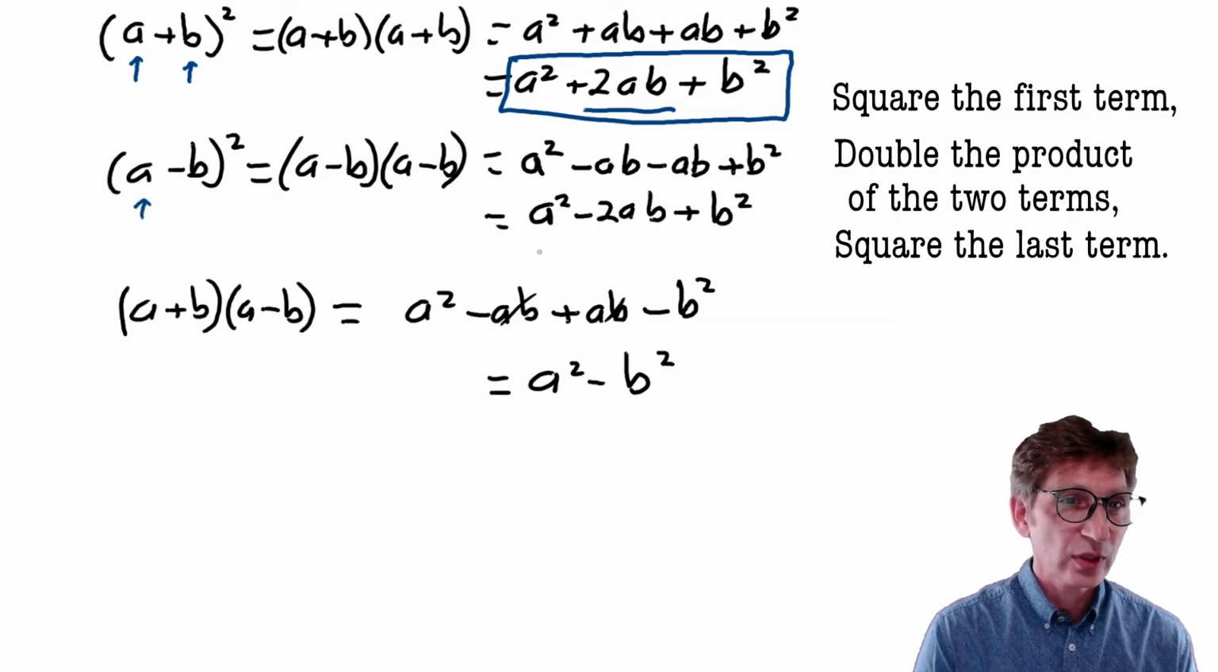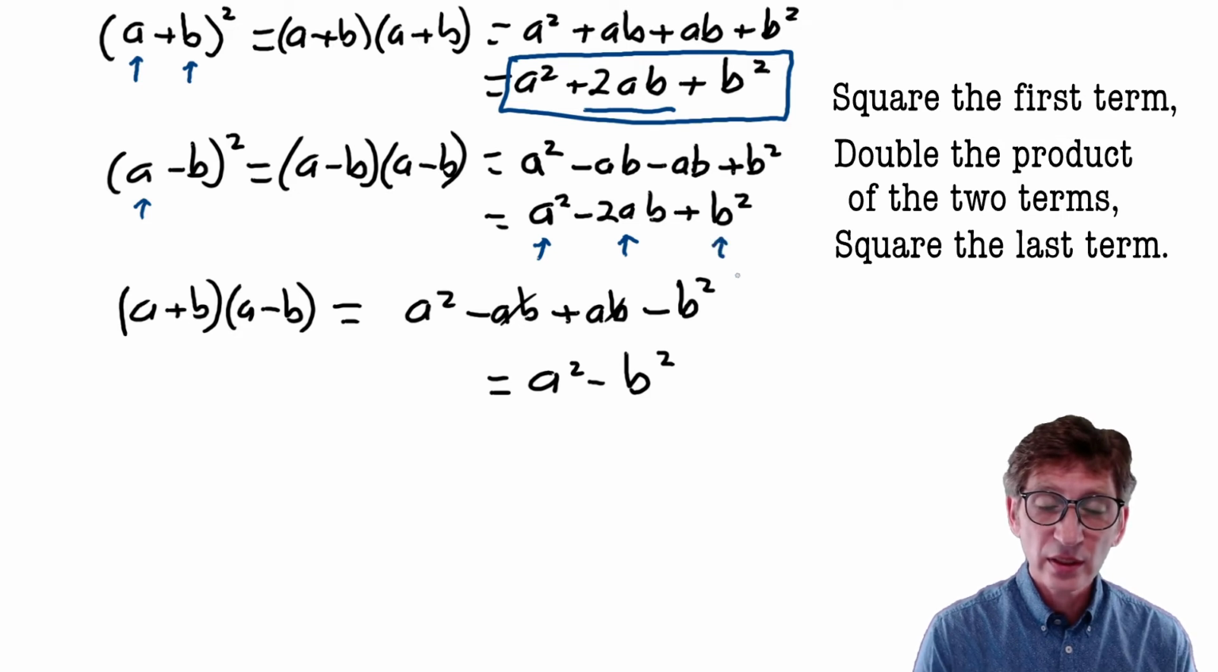Square the first term, that's a squared. Double the product of the two terms. A times negative b is negative ab. Double it, minus 2ab. Square the last term. Negative b squared is b squared. That's a really cool pattern. I bet this is going to save us some time.